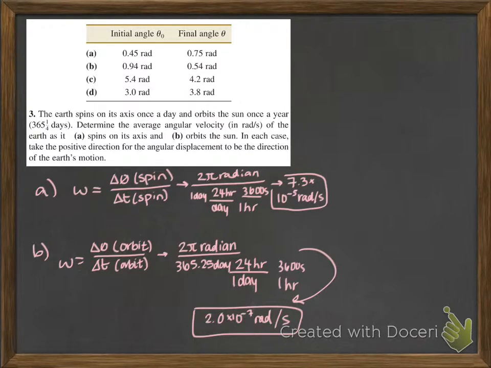It's very similar for part b as well, but we're just going to have to look at a bigger time. So w equals theta over time, but it's for the orbit. You could still use 2 pi because obviously it's still one rotation, but it's for the orbiting. But time will be different because now you have to keep in mind that it's 365 1/4 days, not 1 day. So you just have to change the times, and you would multiply still by 24 and 3600 seconds, and you would get 2.0 times 10 to the negative 7th radians per second.